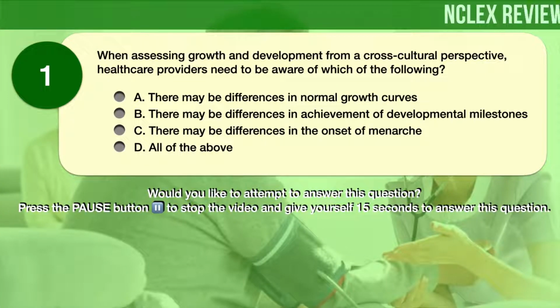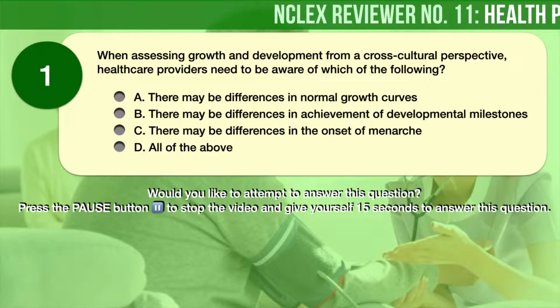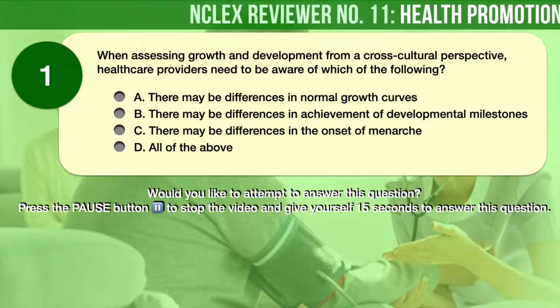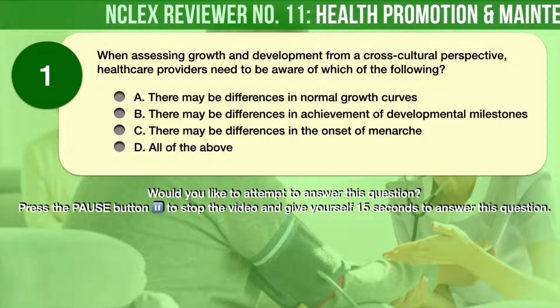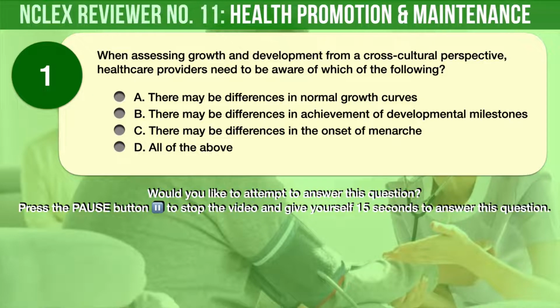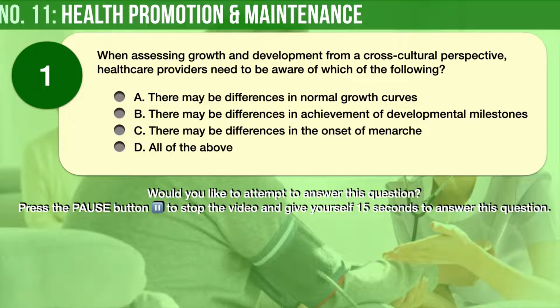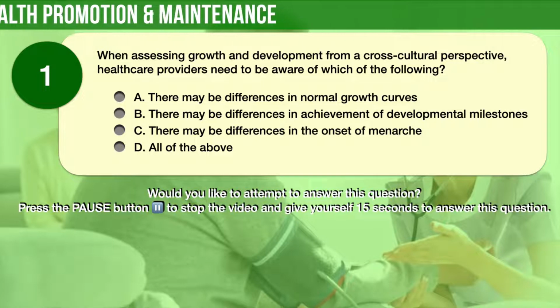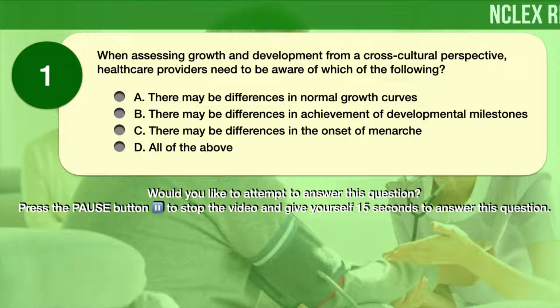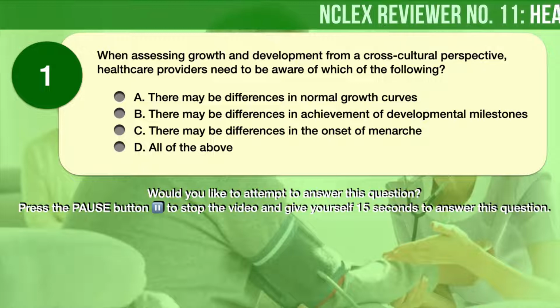Question number 1. When assessing growth and development from a cross-cultural perspective, healthcare providers need to be aware of which of the following? A. There may be differences in normal growth curves. B. There may be differences in achievement of developmental milestones. C. There may be differences in the onset of menarche. D. All of the above.